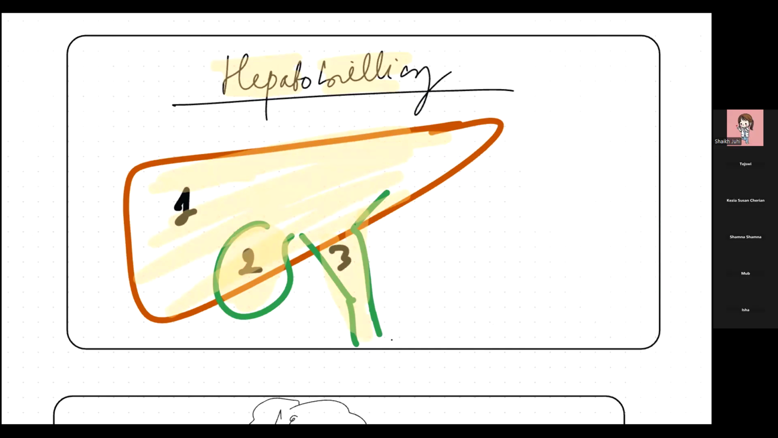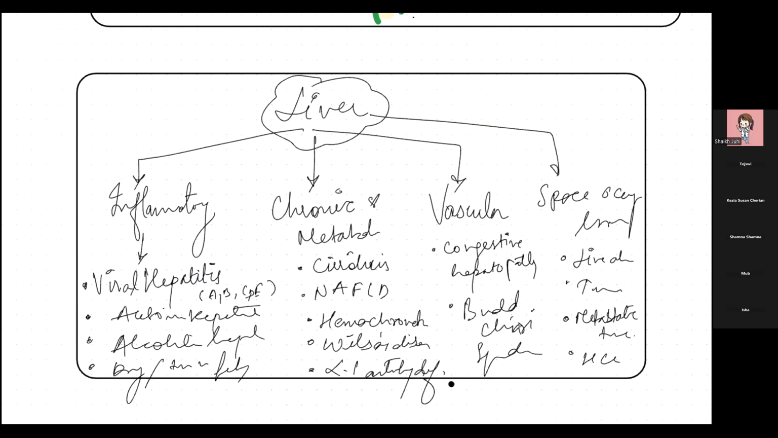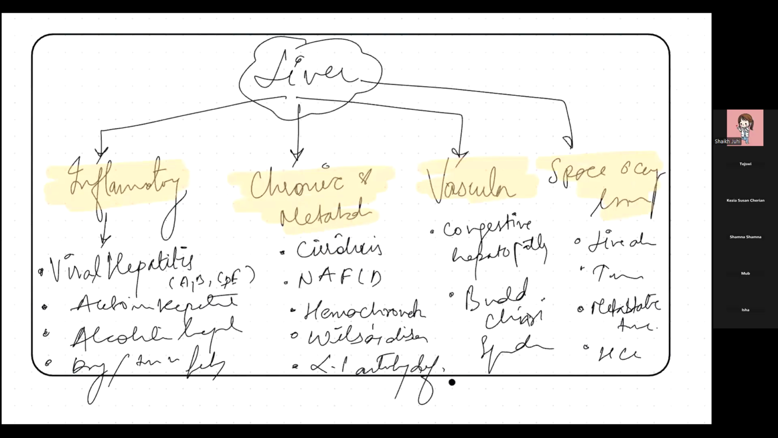So first, we discussed the liver, all the diseases that are possible in liver. What are they? The inflammatory liver diseases, the chronic or metabolic liver diseases, the vascular liver diseases, and the space occupying lesions. What all diseases are possible in inflammatory condition? Let's suppose a virus came and gave you an infection, your cells got inflamed, then it will be viral hepatitis. It can be of five types: A, B, C, D, E. There can also be autoimmune hepatitis, alcoholic hepatitis, or due to any drug or toxin, there can be inflammation in the liver cell.